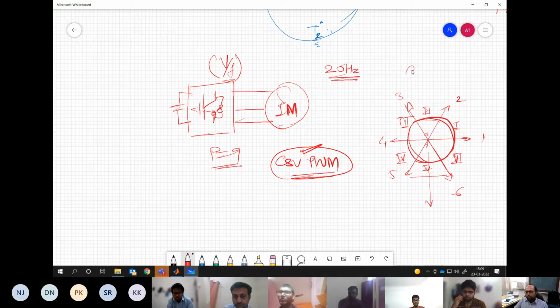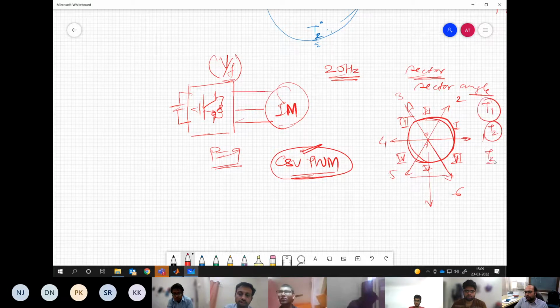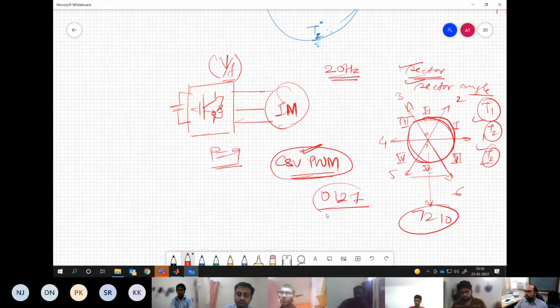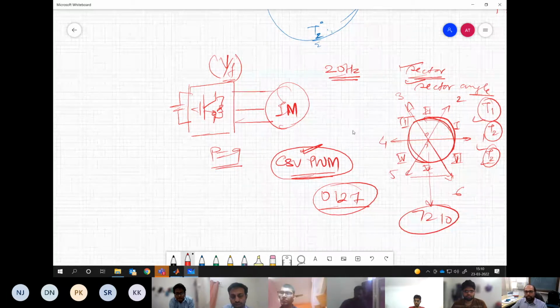So we need information about the sector. Next, we need information about the sector angle, at what angle it is at. Then we can compute the time durations or dwell times, T1, T2, Tz, for which I have to apply these vectors. If you have these 3 pieces of information, you can simply keep replicating whatever vector sequence you want. Say conventional space vector PWM, you can have this or this. Correct?